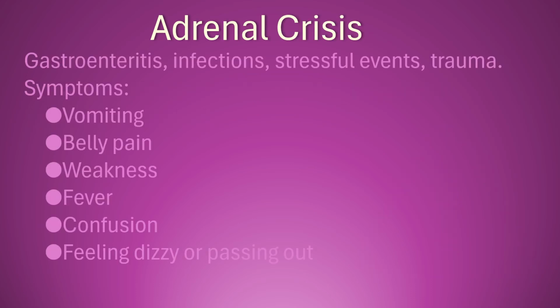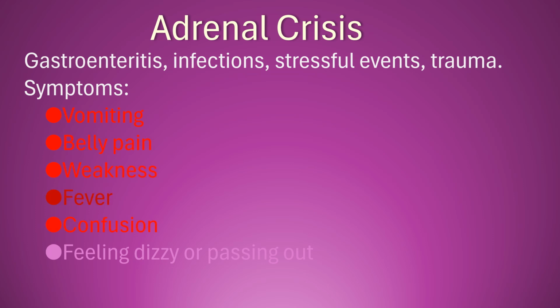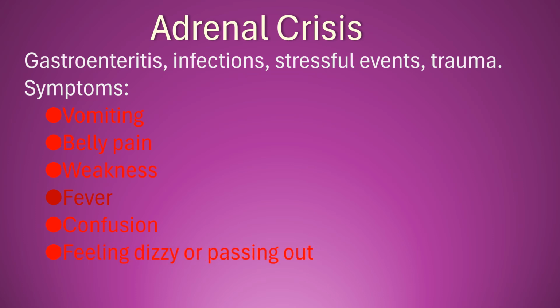So in adrenal crisis, this could be happening whenever our body is needing greater immunomodulation, such as gastroenteritis, infections, even just normal stress in our lives, or trauma. So we're going to have vomiting, belly pain, weakness, fever, confusion, and we could just be feeling dizzy and passing out. So these are all the signs and symptoms of an adrenal crisis.